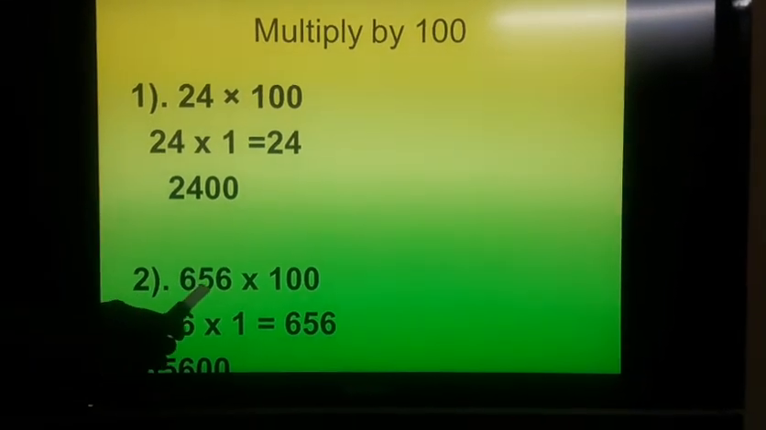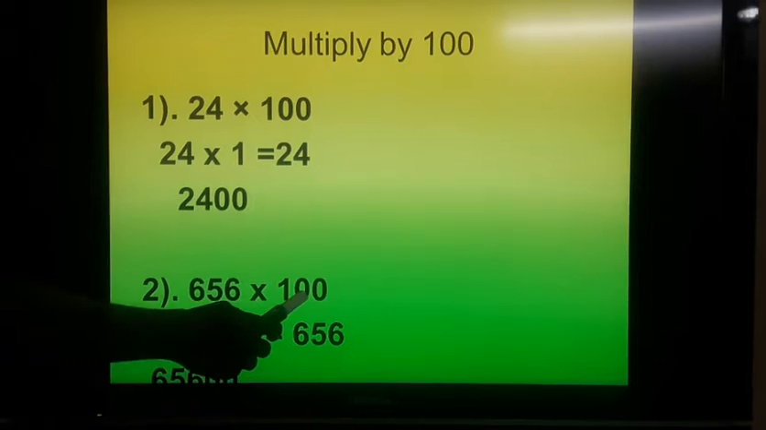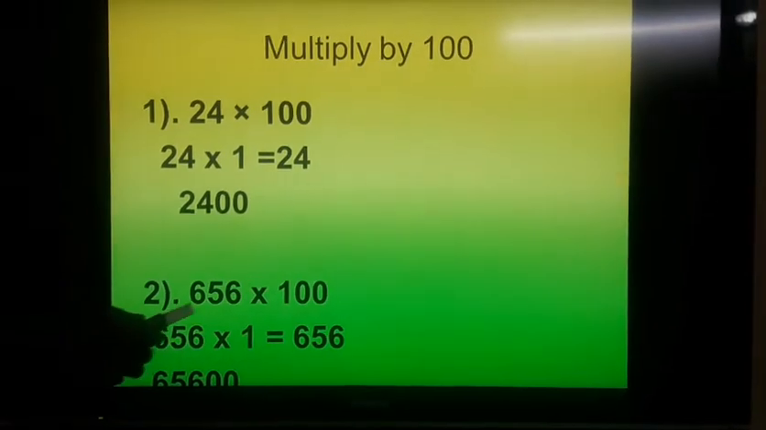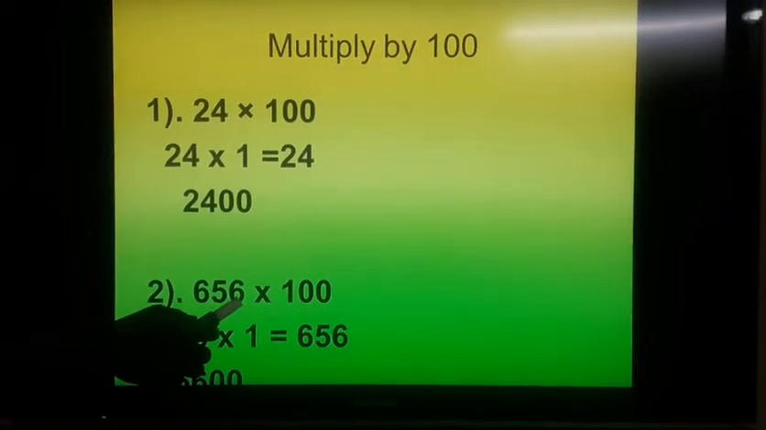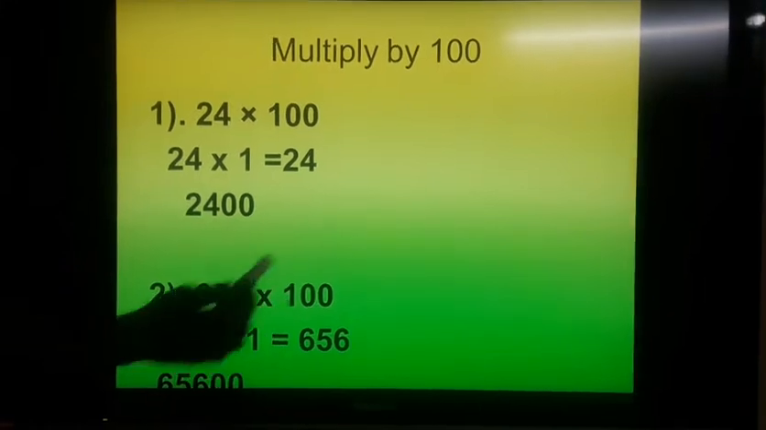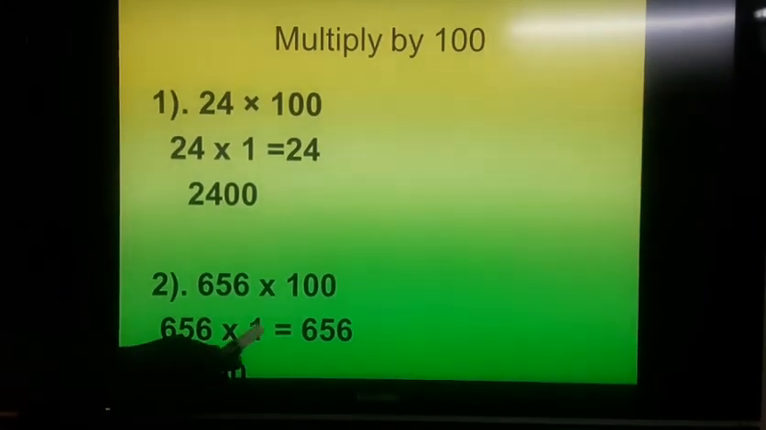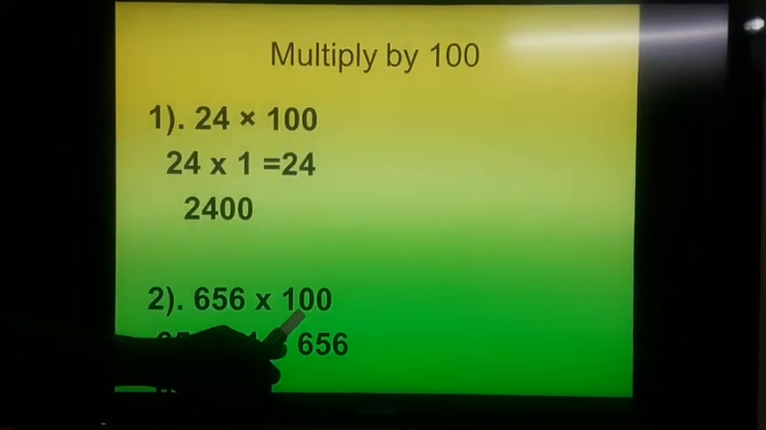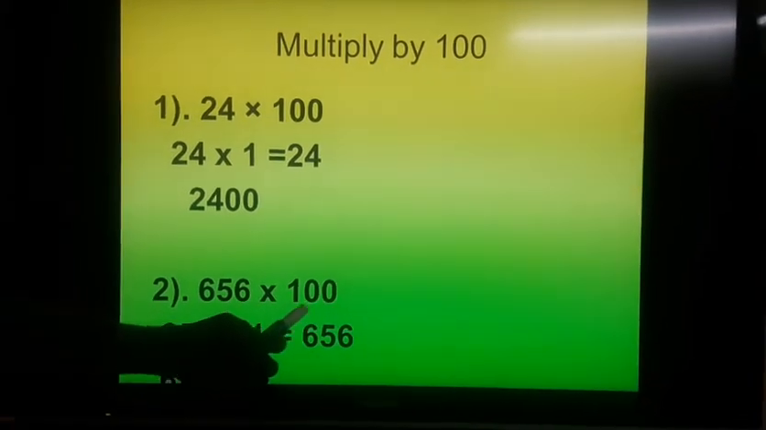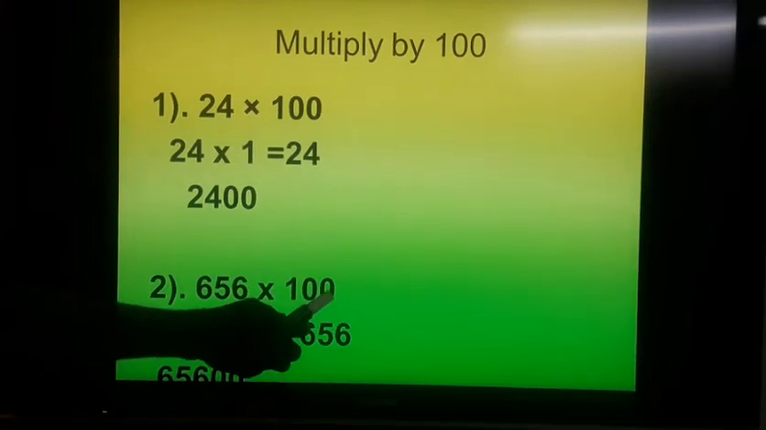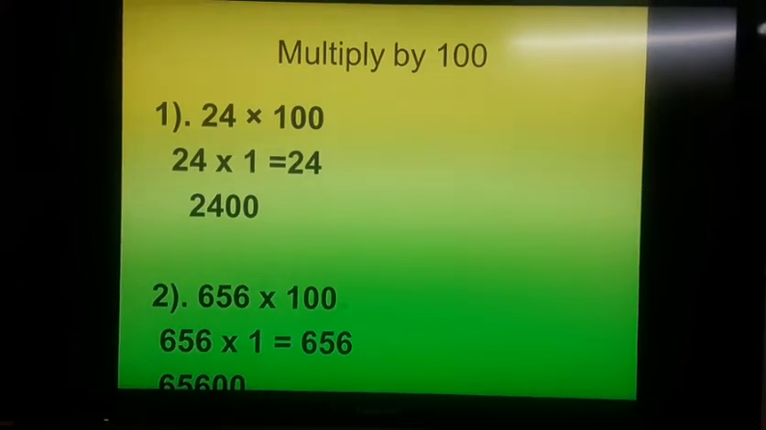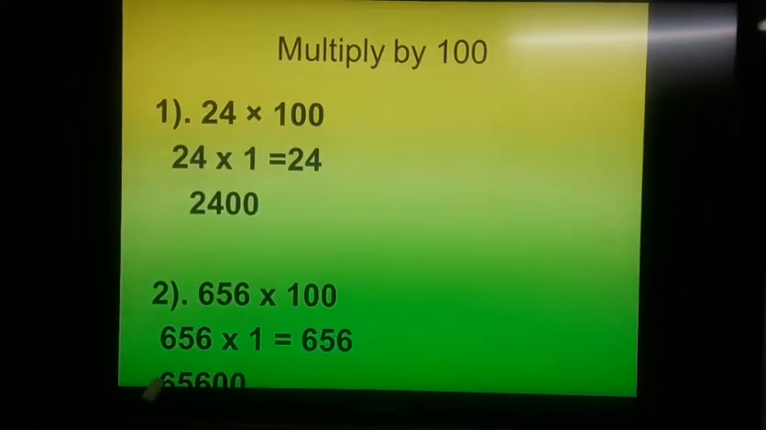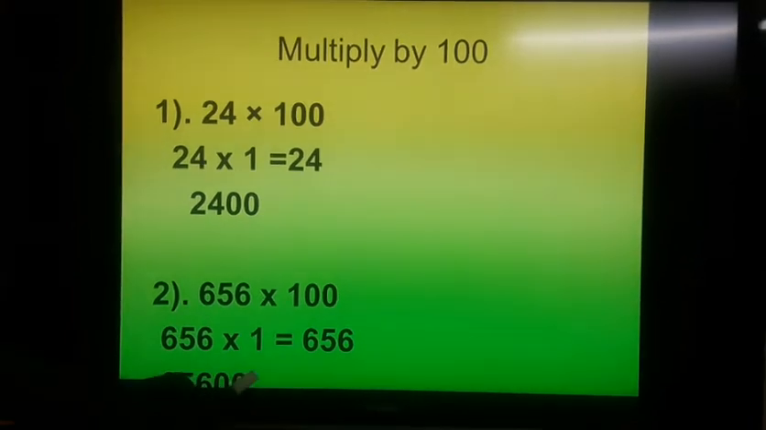Now let's look at the next example. We have 656 times 100. So the first thing is to multiply 656 by 1. 656 times 1 will give us 656. Then you have to attach what? The 2 zeros because 100 has 2 zeros. So bring the 2 zeros. Our answer will be 56,600.